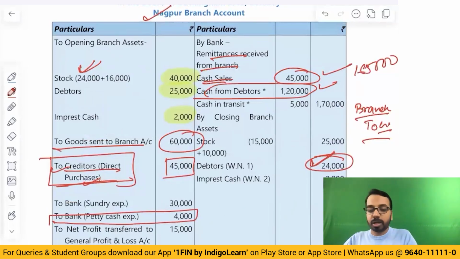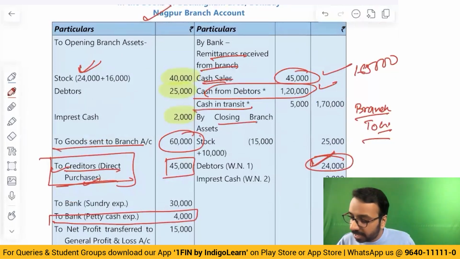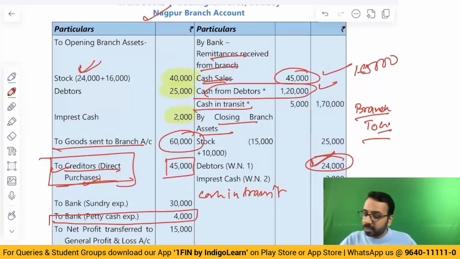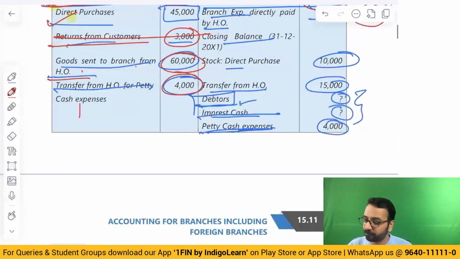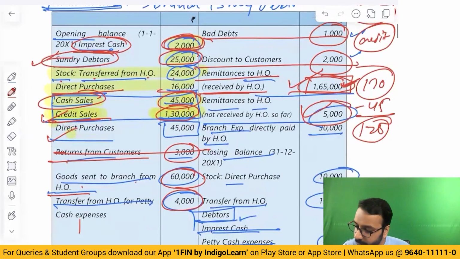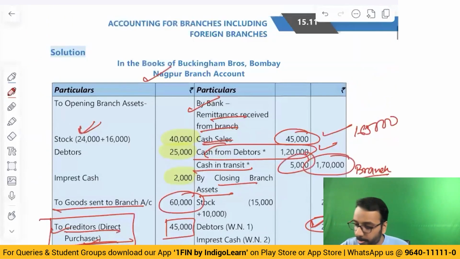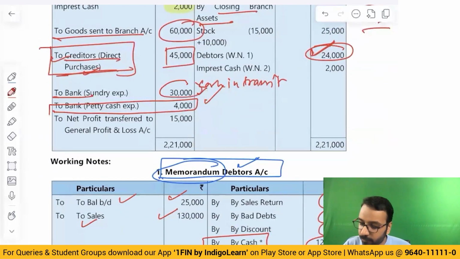Now remittances not yet received by head office. What you can do is you can show it as cash in transit, or you can say closing branch assets. Here you can say cash in transit. Either you can include it as a part of remittances received, or you can say it is still with the branch, it is cash in transit. Okay, so that will become 5,000, which is 1,70,000. Then branch expenses directly paid by head office 30,000. Bank 30,000.